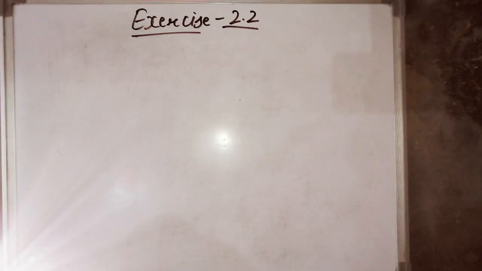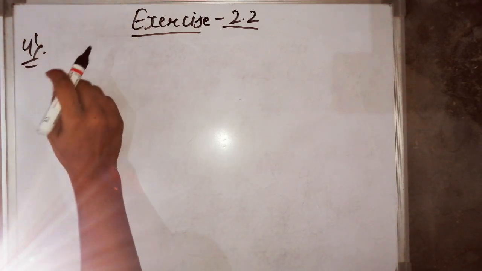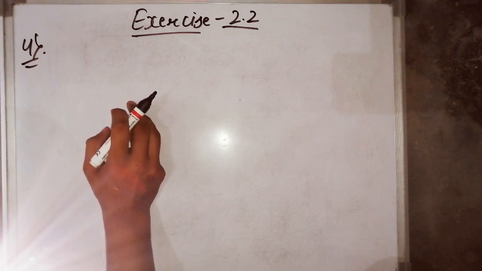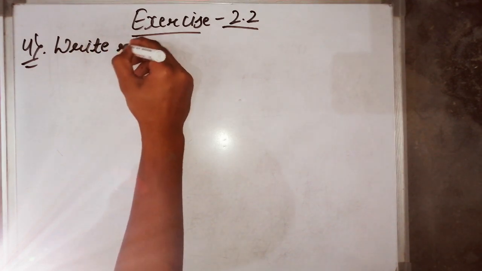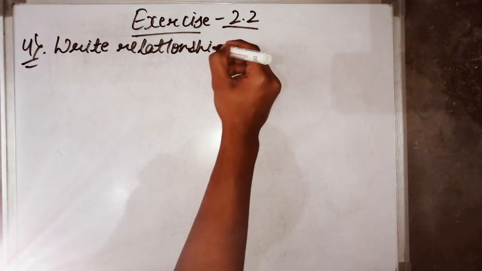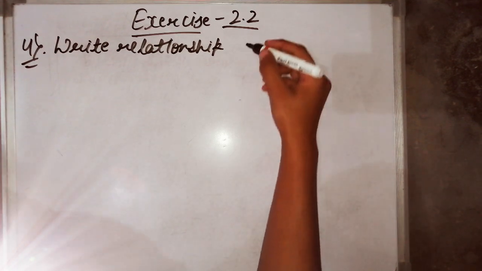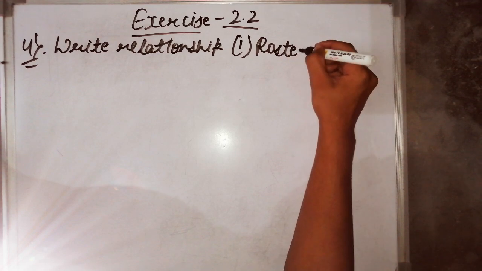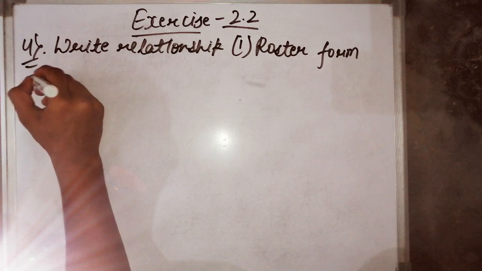Okay students, let's have a look at the fourth question, which is: a figure is given to us and it says to show a relationship between the set P and Q. Write the relationship in set builder form and roster form.